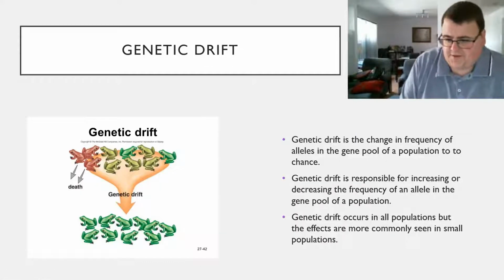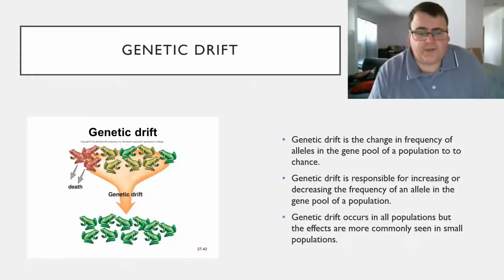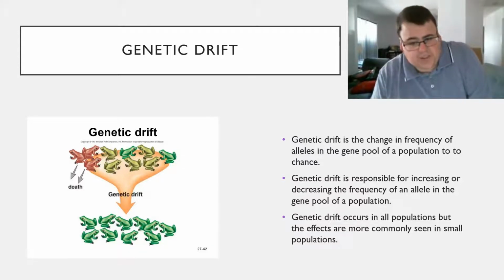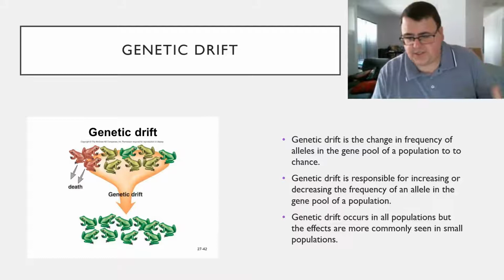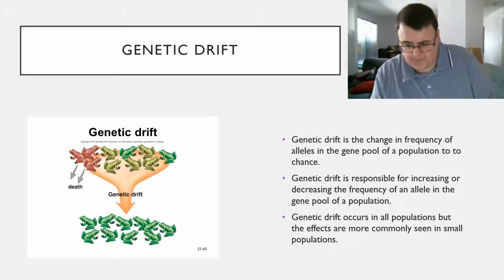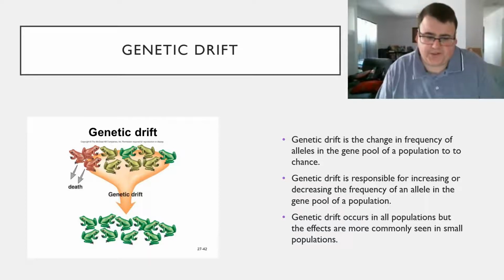So genetic drift. Genetic drift is the change in frequency of alleles in the gene pool of a population due to chance. So basically, a population is changing genetically due to chance. Genetic drift is the reason for increasing or decreasing the frequency of a certain allele in the gene pool of a population, and it occurs in all populations, but we see its effects more abundantly in smaller populations.